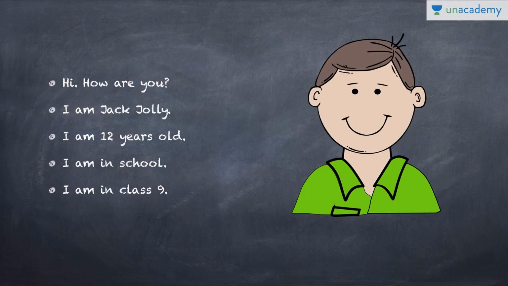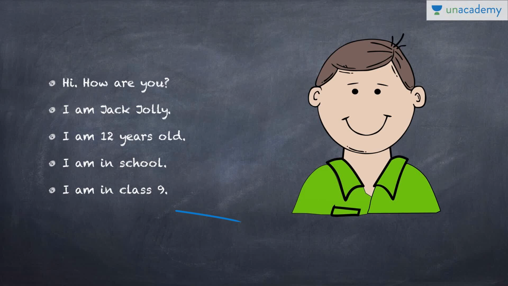Now finally we're going to have the introduction of the son Jack Jolly. Alright? Let's see how Jack introduces himself. Hi, how are you? I am Jack Jolly. I am 12 years old. I am in school. I am in class 9. Okay, so I'm going to repeat it. Please listen to it carefully and read along. Hi, how are you? I am Jack Jolly. I am 12 years old. I am in school. I am in class 9.